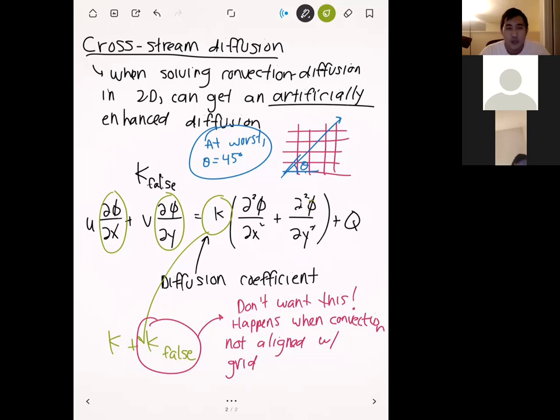Most commercial codes deal with this. A lot of times, if you're using ANSYS or OpenFOAM or something like that, they'll deal with it, because obviously a lot of people know that this is a big issue. But if you're developing your own code, you need to be aware of this and deal with it, or at least know that it's a thing.